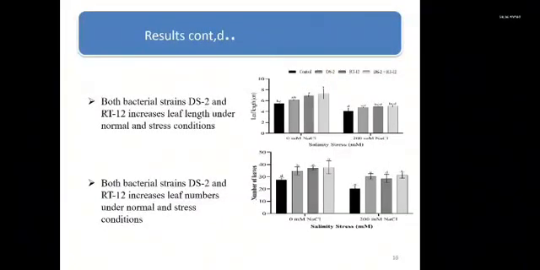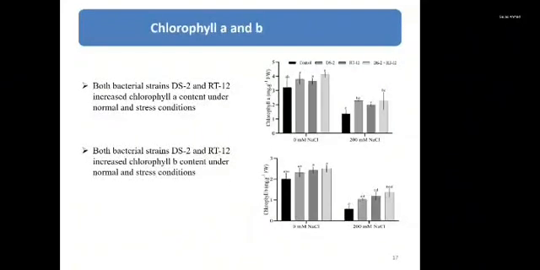Bacterial strains DS2 and RT12 increased leaf length under normal and stress conditions, and also increased leaf number under normal and stress conditions. Both strains increased chlorophyll contents, like chlorophyll A, and also increased chlorophyll B content under normal and stress conditions.